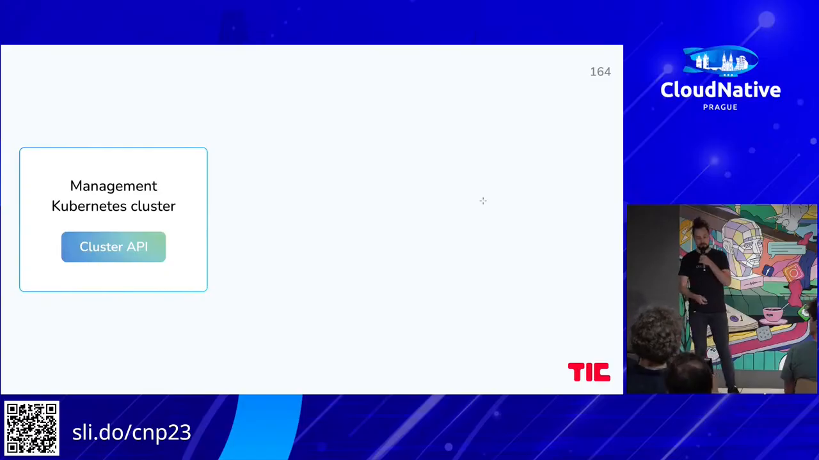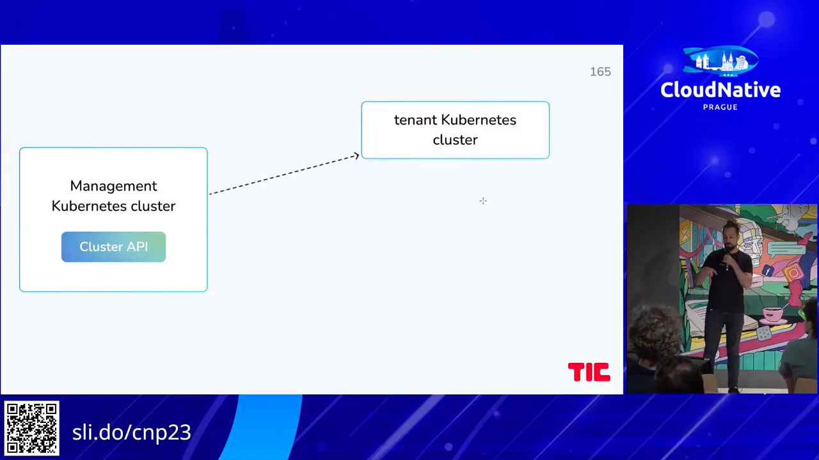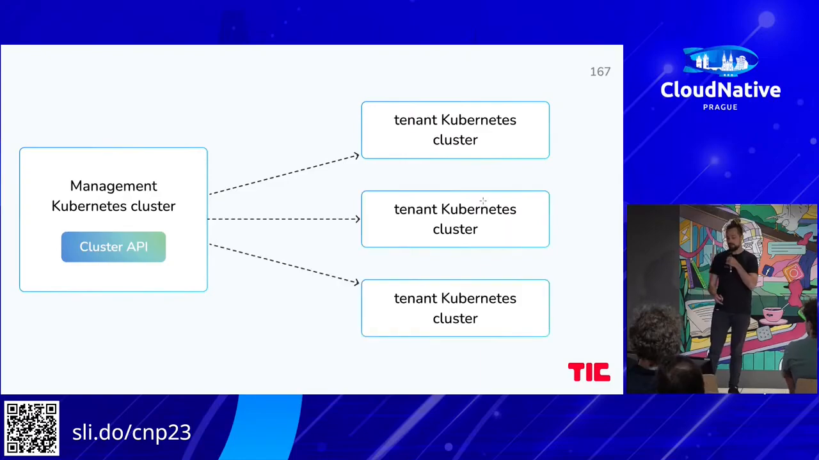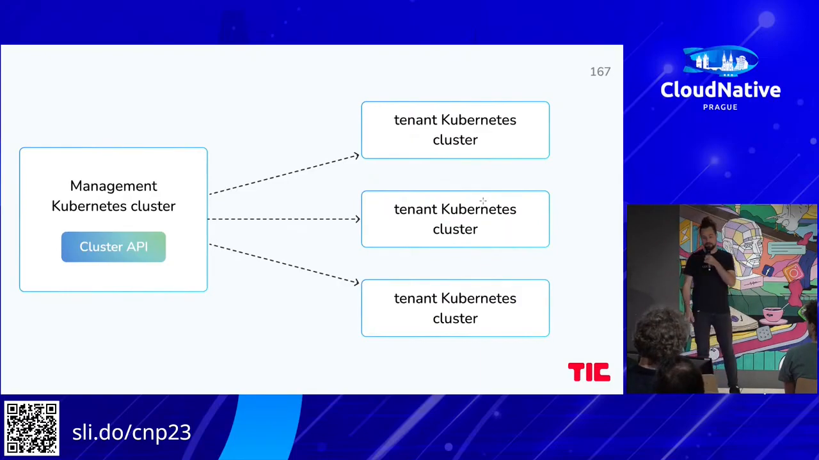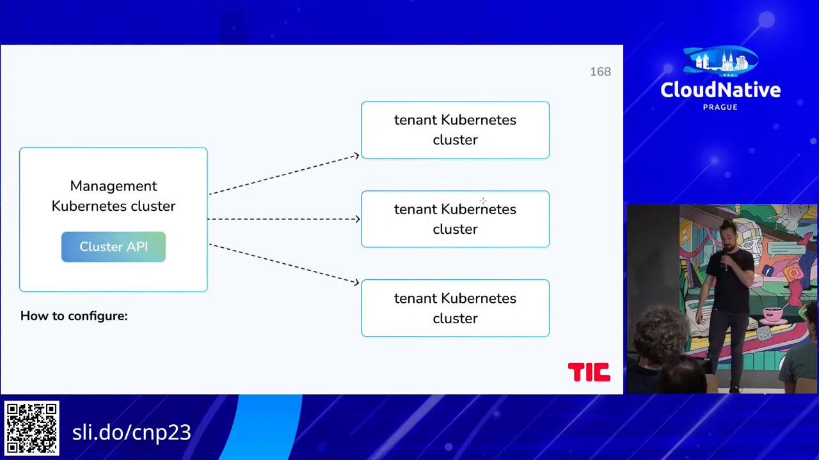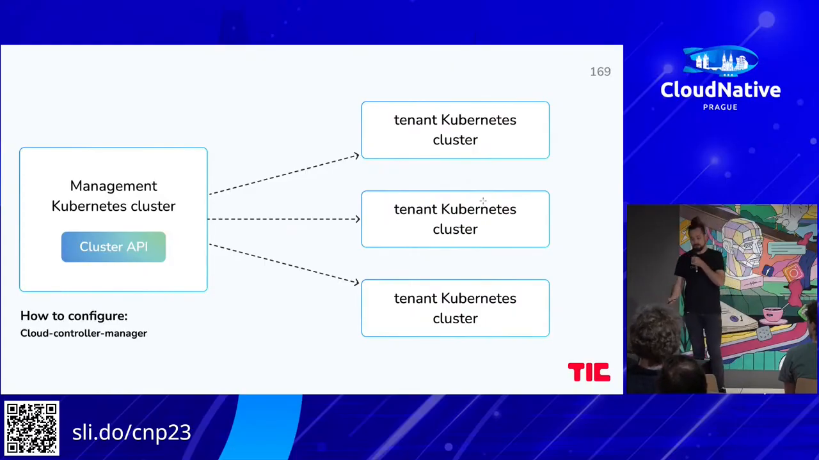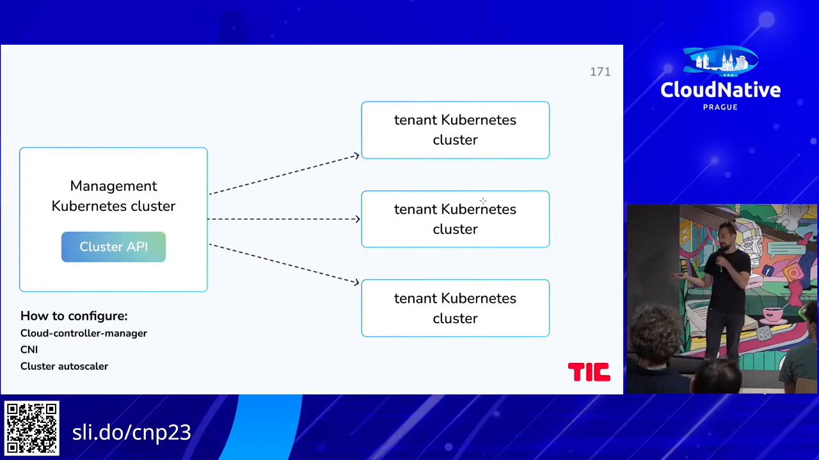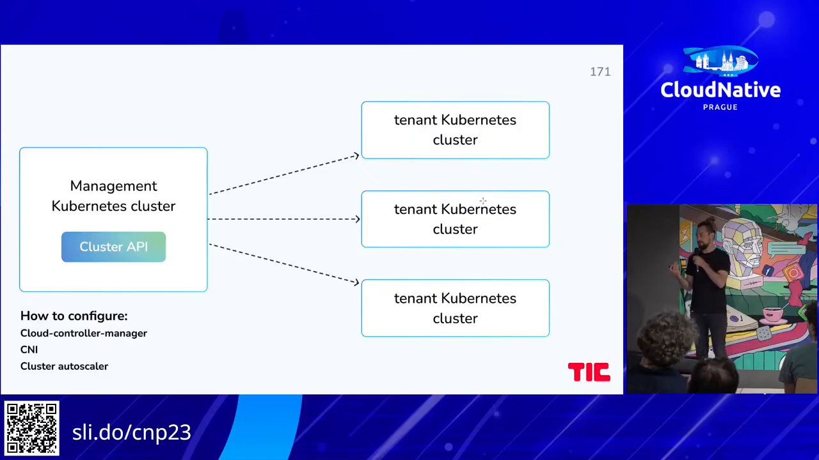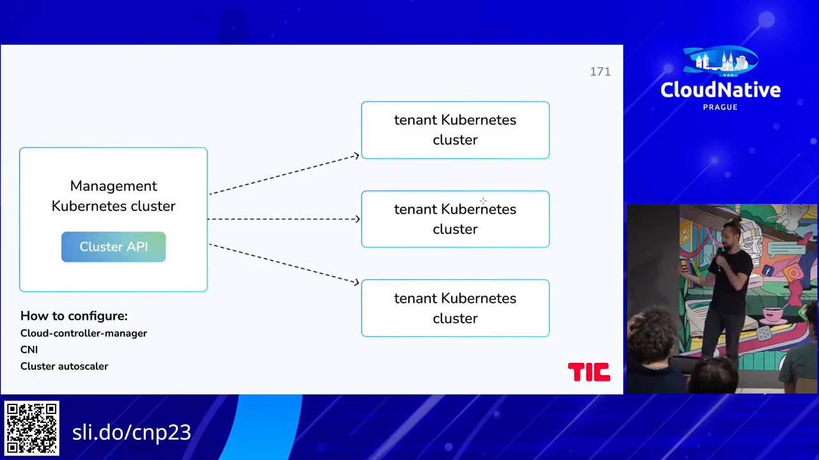We use Cluster API to control this. Inside of the management Kubernetes cluster, we have this Cluster API that allows us to run multiple tenant Kubernetes cluster in specific namespaces. But there are still questions how to configure Cloud Controller Manager, CNI, and storage and cluster autoscaler, because it's not just simple run virtual machines and install Kubernetes on them. You need to have full integration with cloud to make this Kubernetes fully functional.